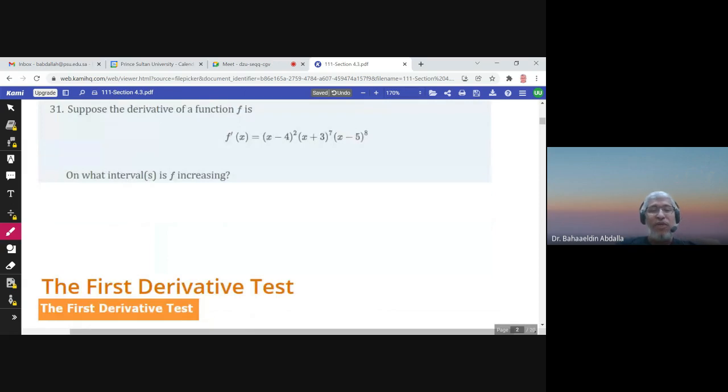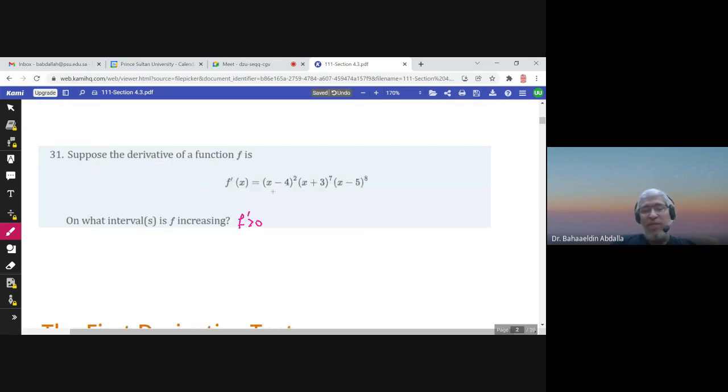Another question: suppose the derivative of a function is given by this. So you have the derivative given. On what intervals is f increasing? Well, he is asking about increasing. Well, f would be increasing if f prime is positive. So this is f prime. Let us check where f prime is positive.